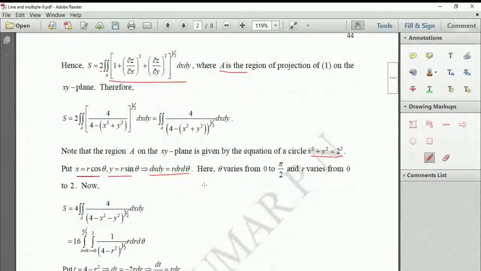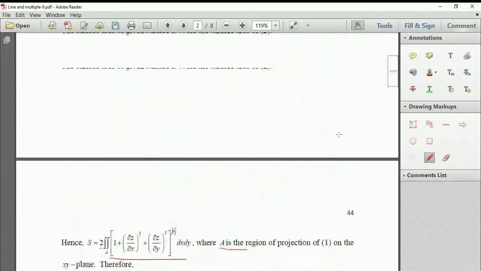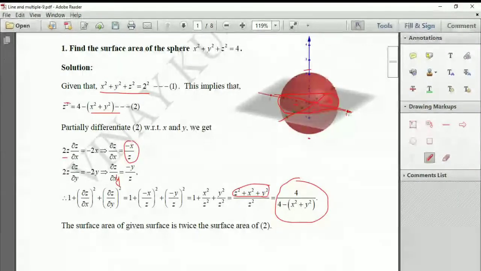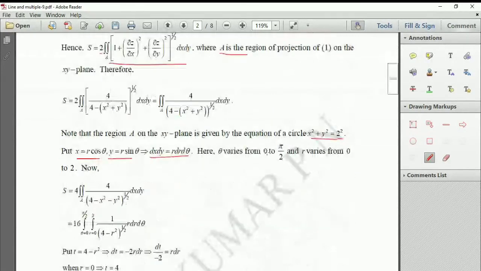here theta varies from where to where? 0 to pi by 2. As I said, theta varies from 0 to pi by 2. And your radius starts from 0 to, at the most, till where it can go? At the most to 2. So radius varies from 0 to 2. That you can find from here.